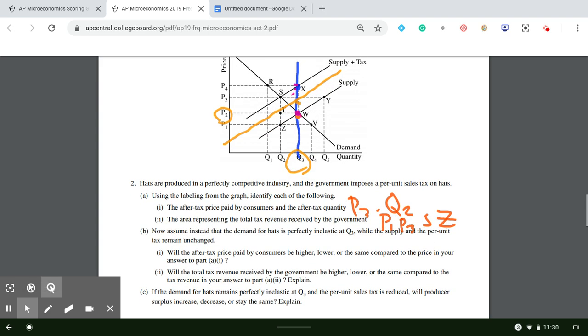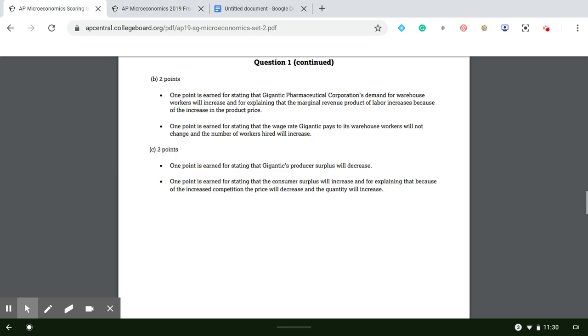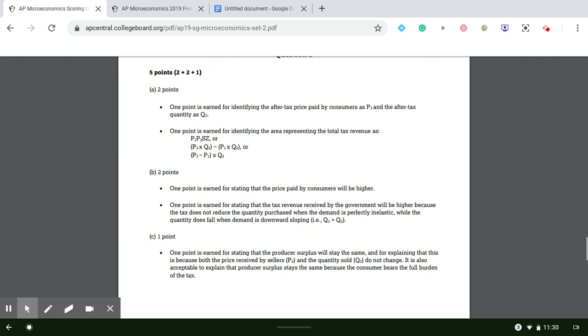Or you can make that explanation of like, look, if it's perfectly inelastic demand, then all the tax burden is on the consumer. Okay. So let's look at some of these answers to this. P sub 3, Q sub 2. I said P1, P3, S, and Z. Okay. Or you could kind of do these little calculations here to show that. But the P1, P3, SZ, that works as well.